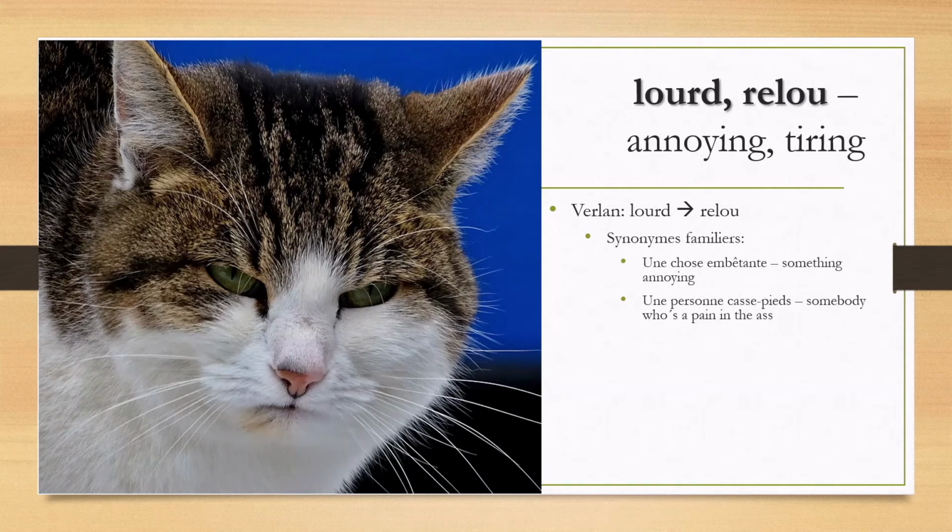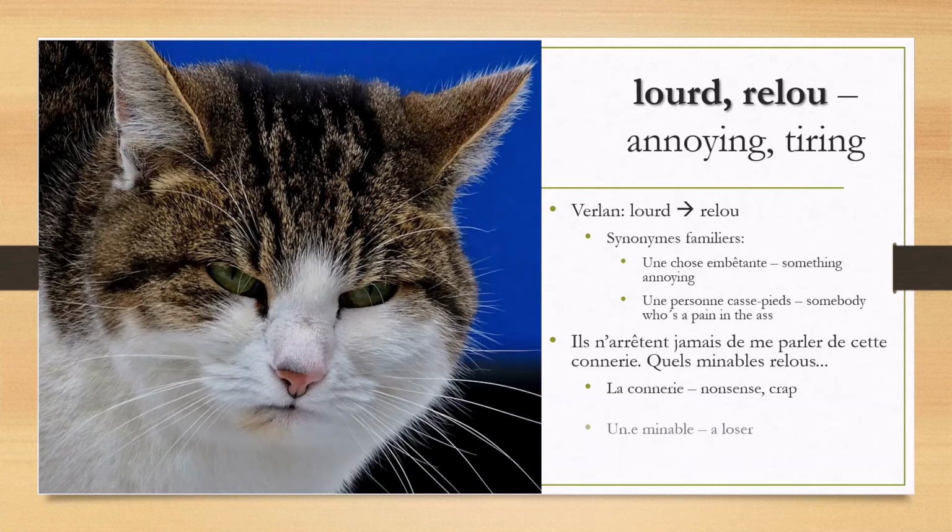An example of the adjective lourd or relou is: il n'arrête jamais de me parler de cette connerie. Quel minable relou. This sentence, or both sentences, are just packed with informal words. The first one is obviously relou, but we also have cette connerie and minable. La connerie means nonsense, crap. It's a noun, and another noun is un minable, which means a loser. And then: me parler de cette connerie, quel minable relou.